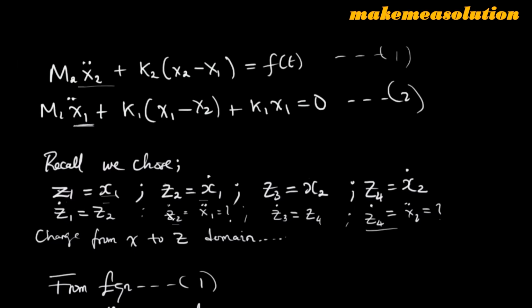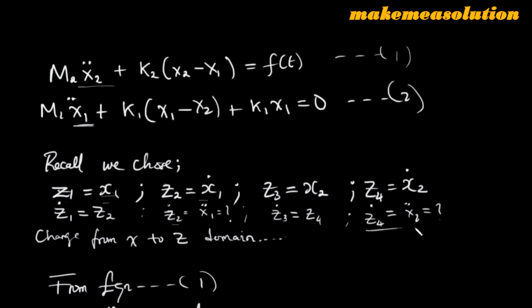All you just need to do is to find the z2 dot, which is x1 double dot, and z4 dot, which is x2 double dot, and you're done with this problem. That is just what you need to do. So in any mass spring problem, your objective is to find x2 double dot in terms of z and x1 double dot in terms of z.